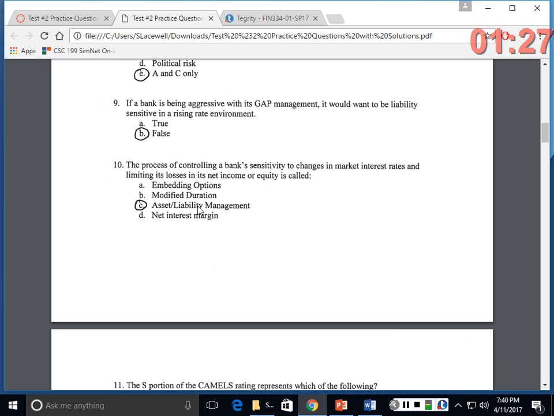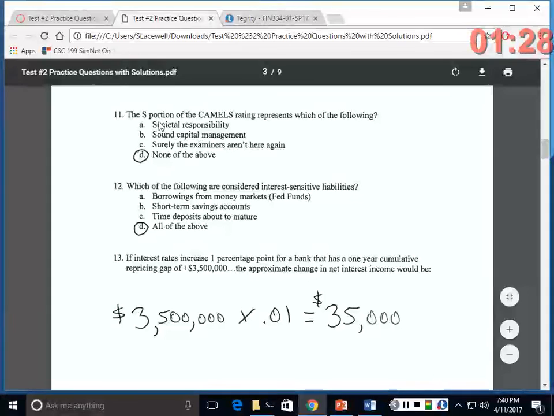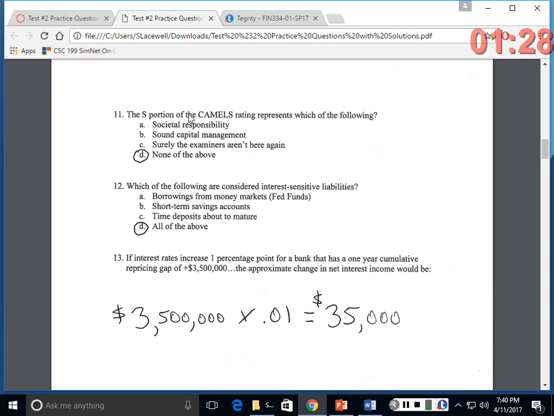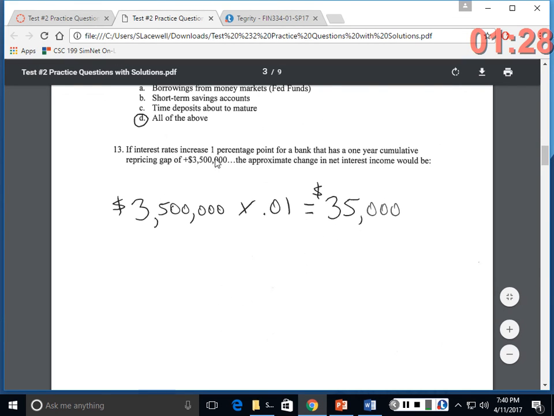Here's a simple definition. Asset liability management: the process of controlling a bank's sensitivity to changes in market interest rates and limiting its losses in its net income or equity is called, that's fairly straightforward, asset liability management. The S portion of the CAMELS rating represents which of the following? So it represents sensitivity to market rate changes. This goes back to chapter 7 from your textbook.